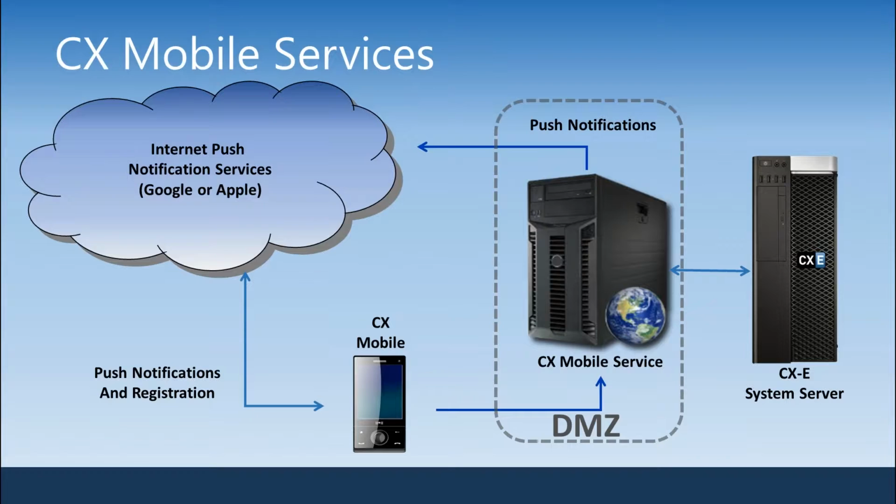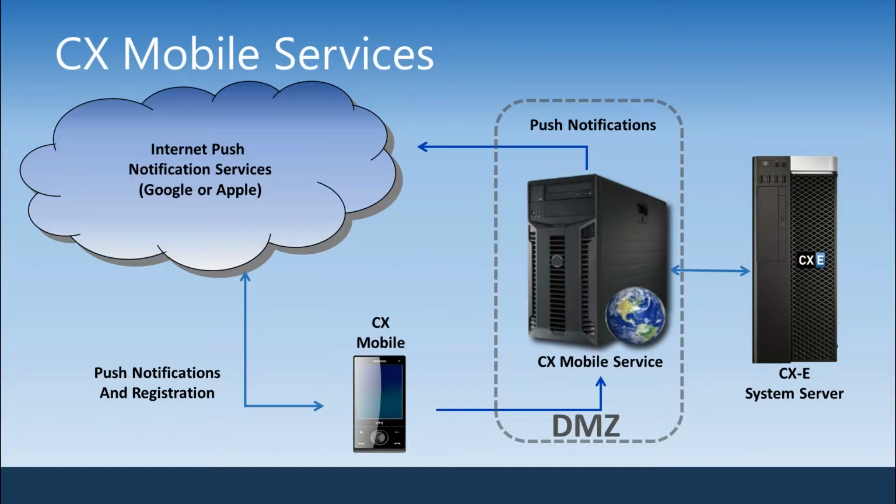So basically how it works is you have a web server that's running the CX mobile service website. Now this website doesn't really have a page that you can look at. The only thing it does is provide a web interface for mobile devices and builds a connection between the CX system and the outside world. So to do that, clearly the CX server and the web server need to be able to communicate.